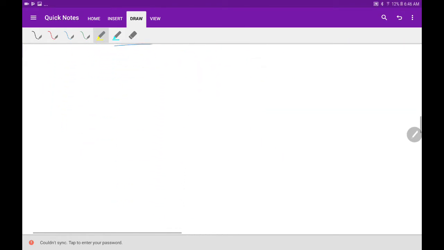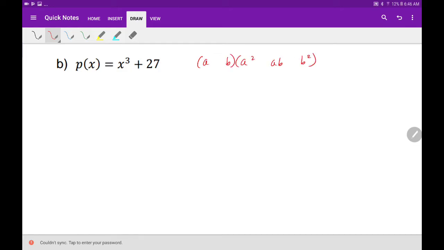Let's do b now. So again, we have a binomial with a cube in the front. So we should recognize this immediately as a sum of cubes. So we're going to use that nifty formula one more time. So copy it down. When you see it on the test, I recommend copy down the formula immediately. Next, find your a. What cubed gives me x cubed? Again, that's x. Find your b. What cubed gives me 27? Again, that's 3. And then we just plug in.